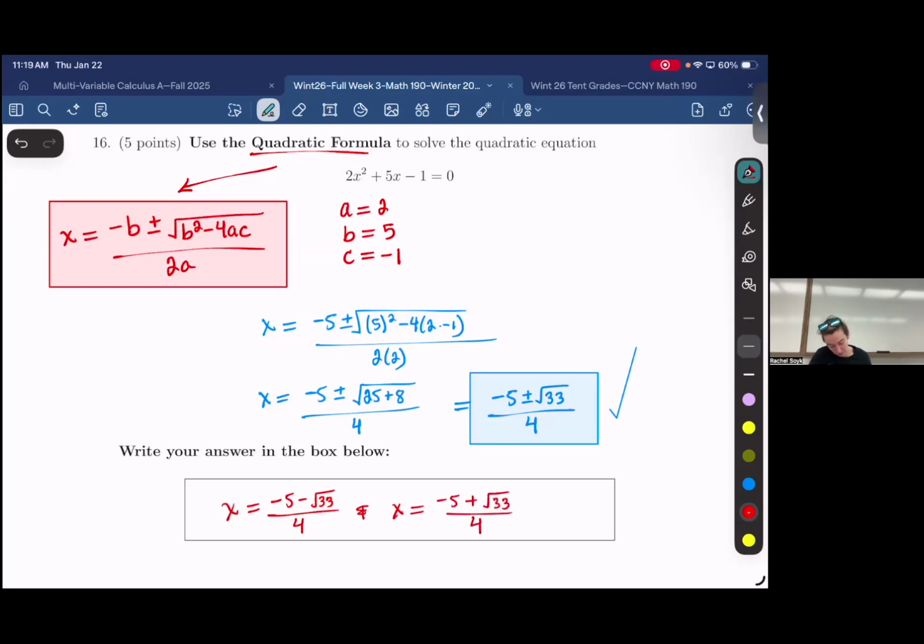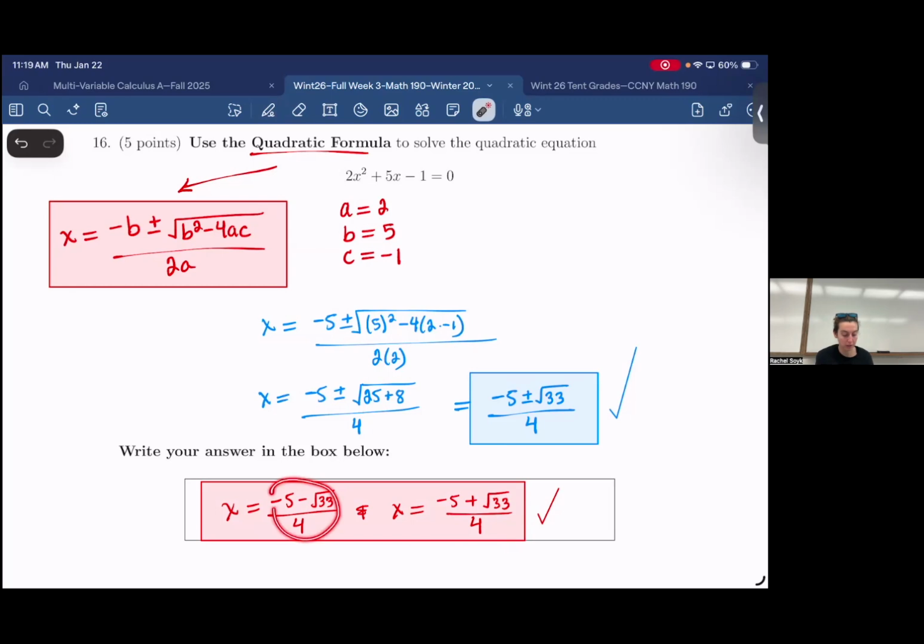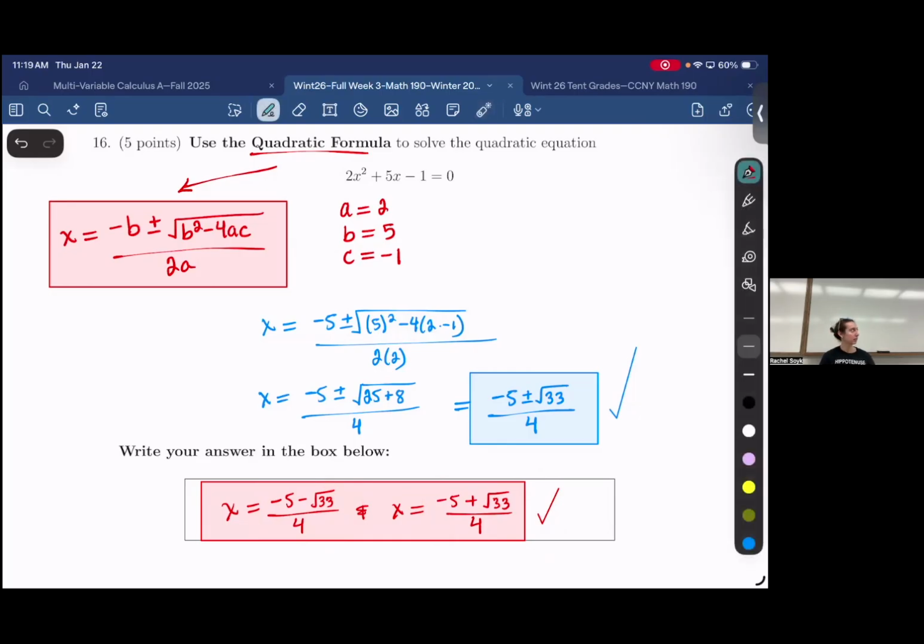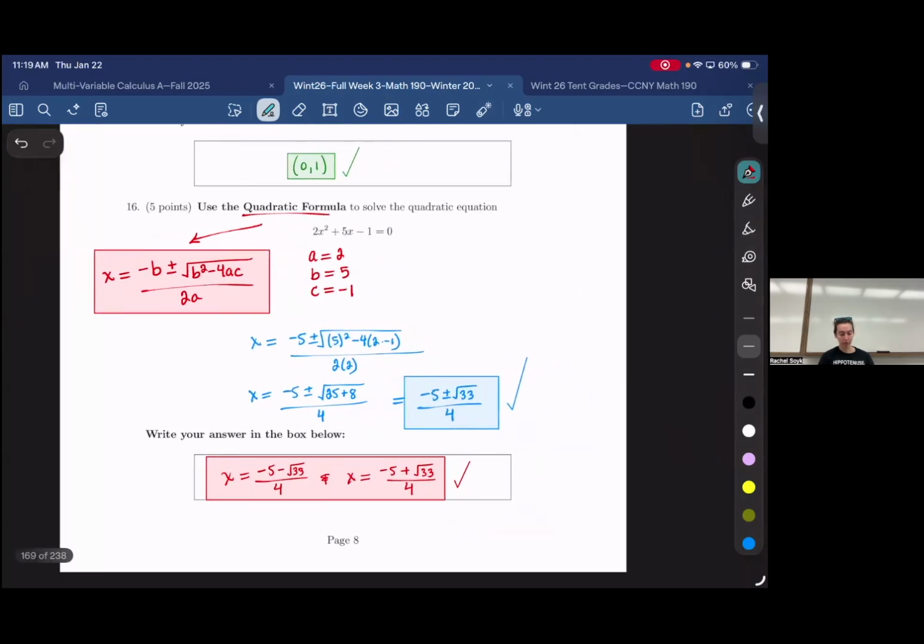You could have also written it as just the plus or minus. I just wanted to show you that we get two values of x. And that's it. If they told us to put it in coordinate point form, then it would be this comma 0 and this comma 0, because these are your x-intercepts. Let's move on to question 17, which is on page 9.